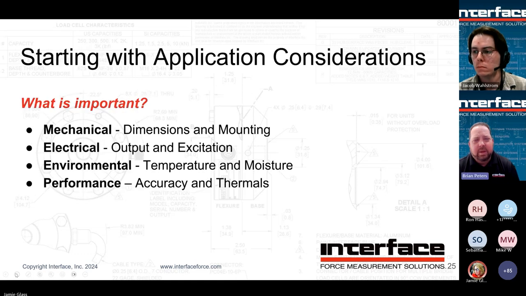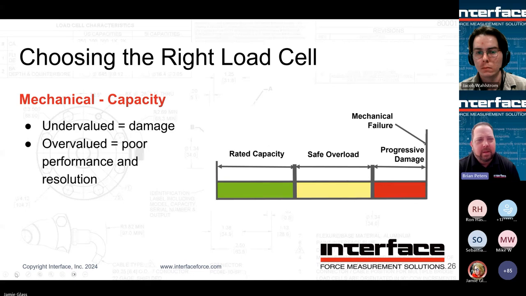All right, so mechanical, electrical, environmental, and performance. I think these do a pretty good job of summarizing the things that need to be considered. So starting with the mechanical front. Next slide. It starts with usually capacity.